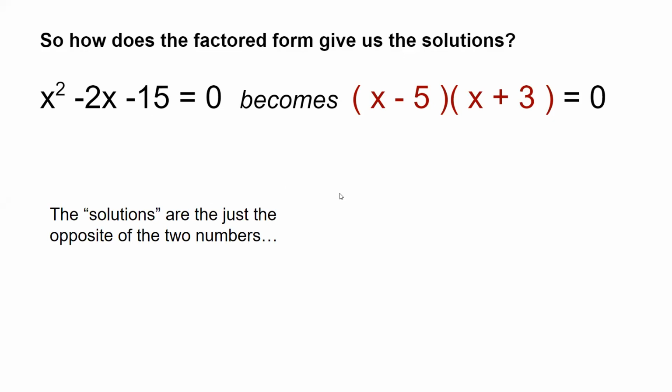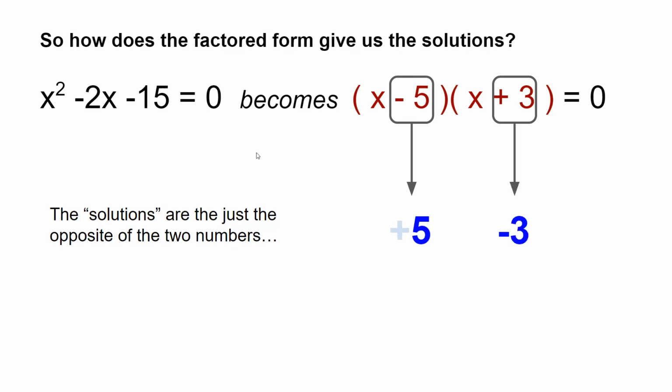So the solutions are simply the opposite of the numbers in our binomial. So we have a -5 here in the first binomial. That means that one of our solutions is +5, the opposite of that. We go over to this binomial and we see a +3. That means that our other solution is -3.